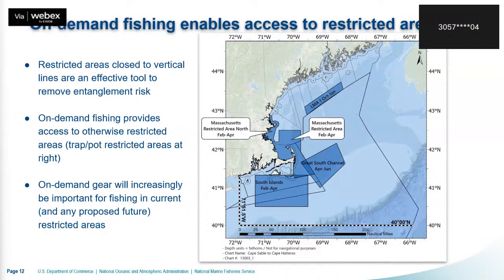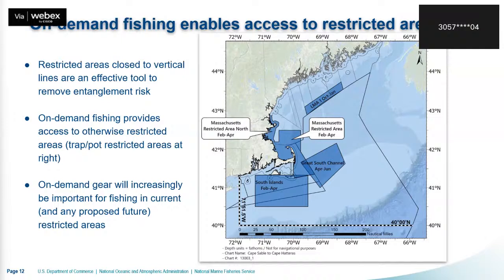The Take Reduction Plan amendments that were put in place a year ago added the South Islands restricted area and increased the Massachusetts restricted area northward, up around Cape Ann to the New Hampshire-Massachusetts border, and added the LMA1 restricted area off the coast of Maine as well, on the LMA1, LMA3 boundary.